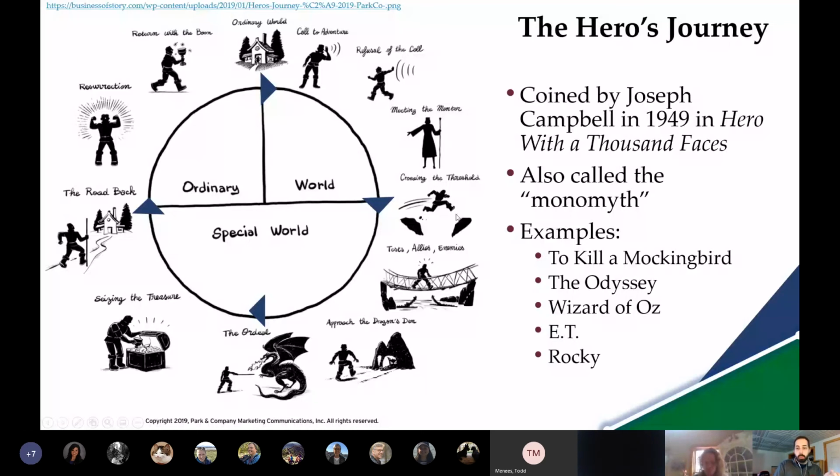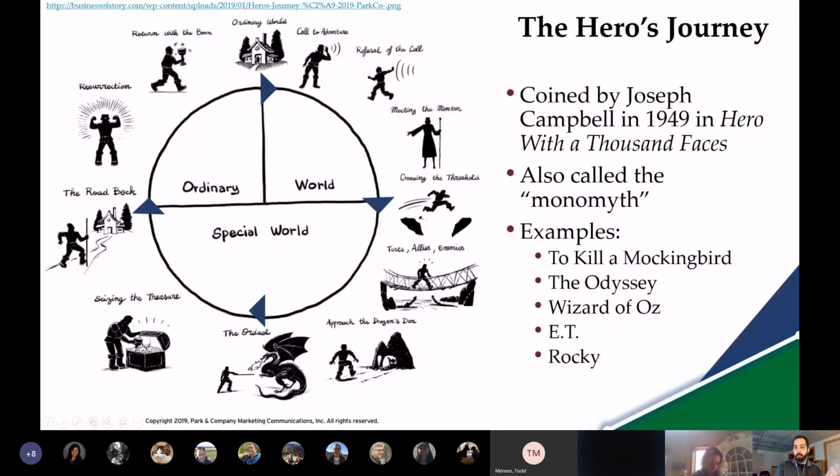Then comes crossing the threshold, basically the point of no return, where you're entering this magical, special world and things will never be the same again. Tests, allies and enemies are usually the bulk of the story. It's making friends, finding adventures, learning, growing. And then we have the approach to the Dragon's Den, which is the build up to the climax of the story. The ordeal is the climax of the story: the final fight, the greatest challenge. Then seizing the treasure, so once you've defeated the final villain or overcome the final obstacle, you can claim that treasure.